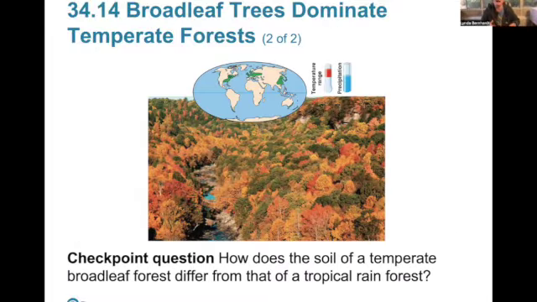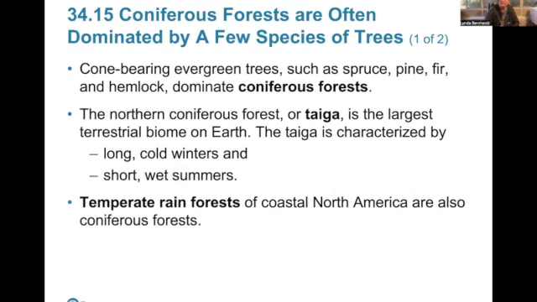Okay. How does the soil of a temperate broadleaf forest differ from that of a tropical rainforest? Well, the temperate broadleaf forest has a whole lot of inorganic and organic nutrients. So it has a much more fertile soil. Also, I'm going to point out that these tend to have what's known as deciduous trees. Deciduous means they drop their leaves and replace them. That does not tend to happen in a tropical rainforest.